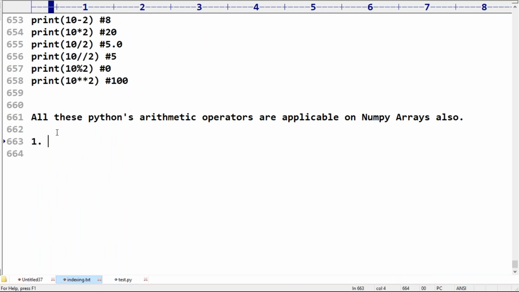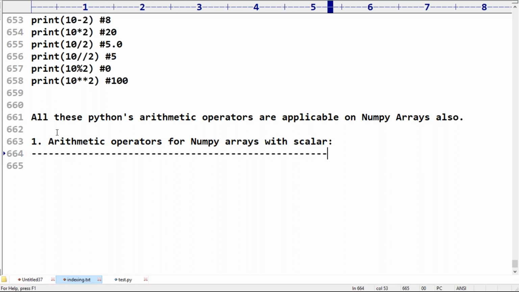Now let me talk about arithmetic operators for NumPy arrays with a scalar. Scalar is a technical word from the NumPy documentation. What is the meaning of scalar? Scalar means a constant value. Scalar means a constant numeric value. A constant numeric value is called a scalar.